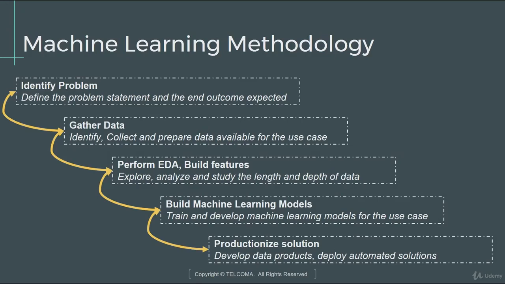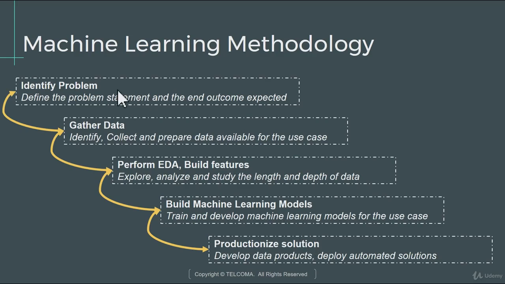So let's begin with the machine learning methodology, or the machine learning framework. Now, any typical machine learning use case, or the process involved in solving a machine learning problem, can be logically divided into 5 simple steps. It starts by identifying the problem, then gathering the data, performing EDA and building features, or in fact understanding the data, then building the machine learning model, and finally productionizing the solution. Let's get into the depth of it.